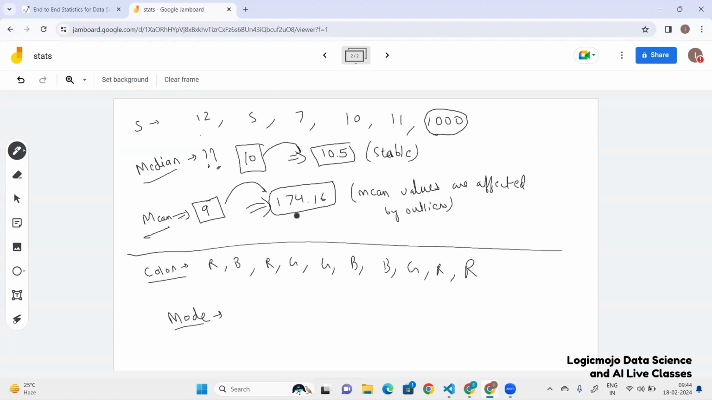If you try to draw the bar chart for this, it will be red, blue, green. Red is 4 times, blue and green are 3 times. So you'll see that this is the highest frequency, and that's why the answer is red. Is this clear?